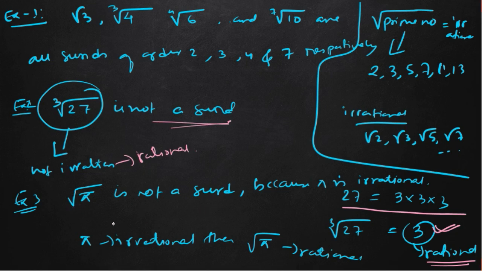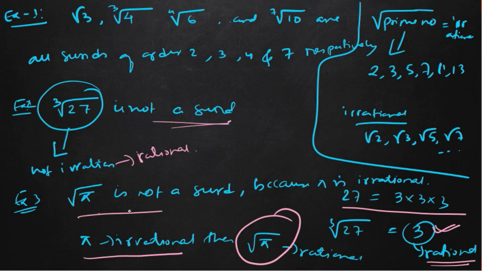Again, root over pi is not a surd. Why is root pi not a surd? Because to be a surd, you can see in the note that this number must be rational, but we know that pi is irrational. As pi is irrational, root pi is not a surd. Clear?